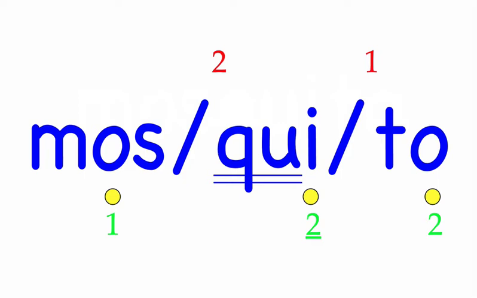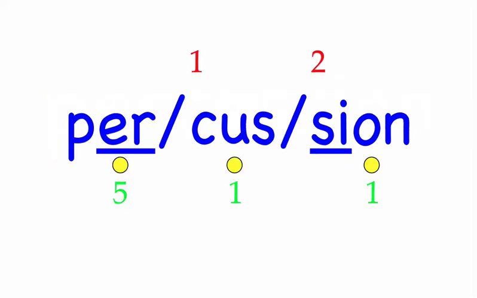The next word is percussion. Percussion. He wants to play a percussion instrument. Percussion. Per has 2 sounds. P, er. Cuss, 3 sounds. K, u, s. Sion, 3 sounds. Sh, u, n. Percussion. Mark the word. Percussion.